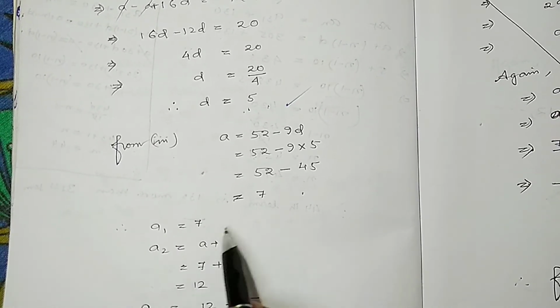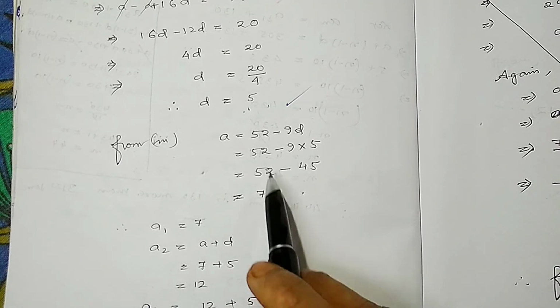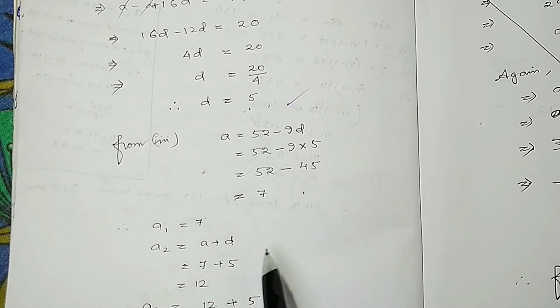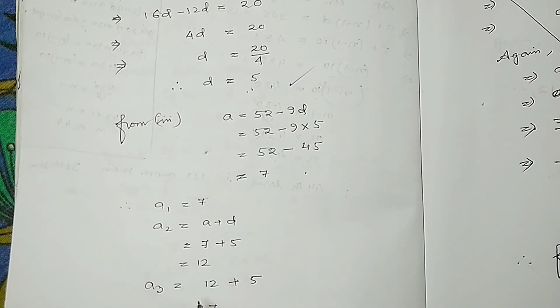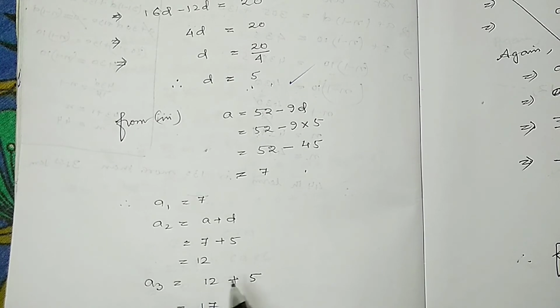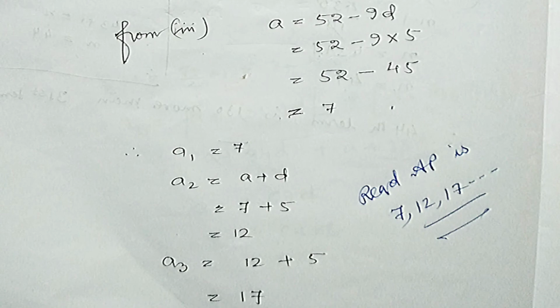First term will be 7. Second term will be first term plus common difference. 7 plus 5, 12. Second term. Third term, second term plus common difference. Second term is 12 and common difference is 5. 12 plus 5, 17. Therefore the required AP is 7, 12 and 17.